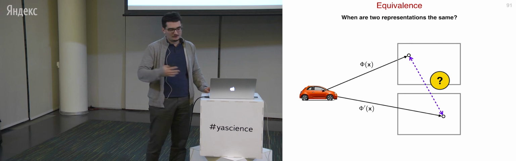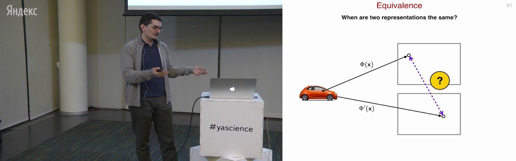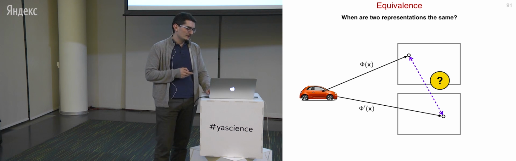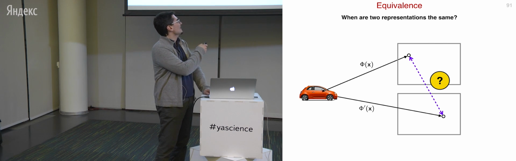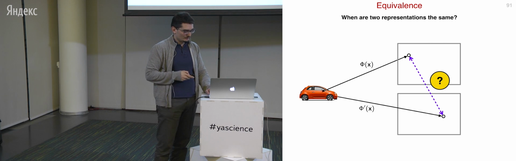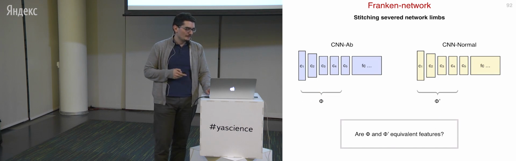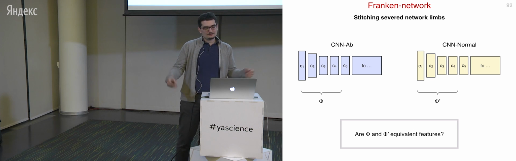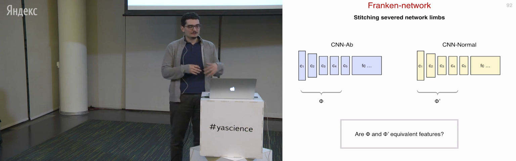But the question is, we train representations which have very different numbers in them, but are they actually extracting different information from images or not? So are these 2 representations equivalent? Can we map this feature to that to resolve this difference? And this is the notion, it's actually a fun one, Franken networks. So we want to test whether this is actually possible.